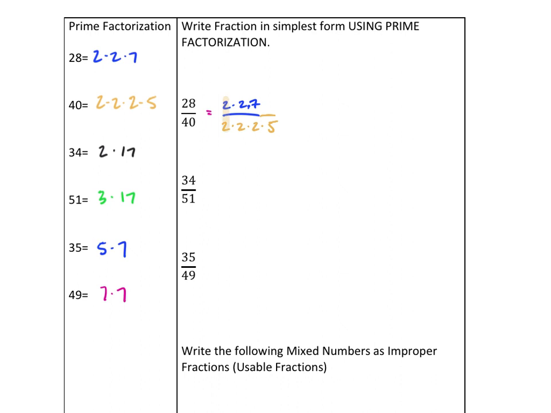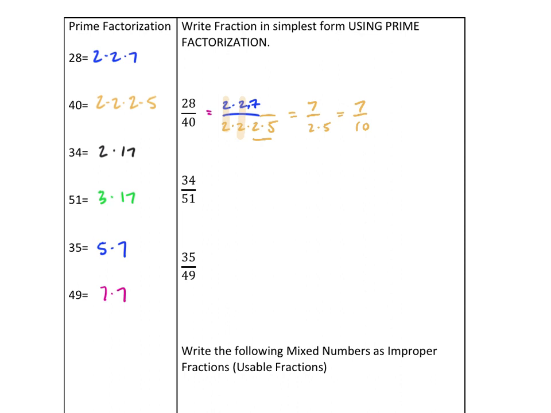And if I look, they both have a 2 in common. They have another 2 in common. And so those become 1s. So we wind up with the top being 7, and the bottom 2 times 5 is what's left over. That's going to be 7/10.